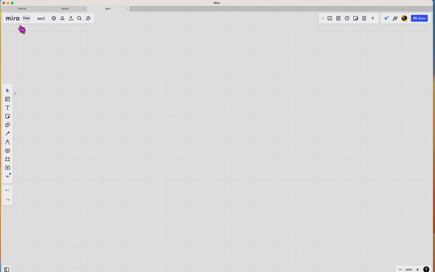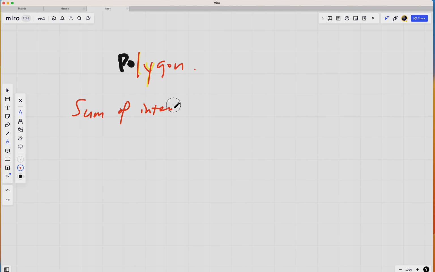That's called the sum of... hold on, let me just adjust. So this is called polygon. So this is under polygon. So sum of interior angle is n minus 2 times 180. So n is the number of sides, right?